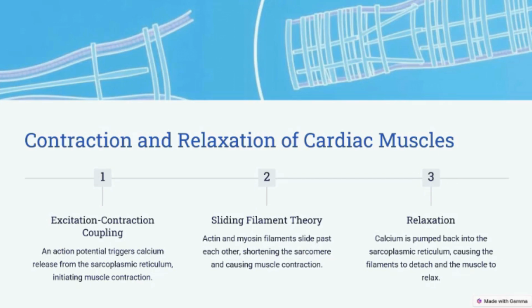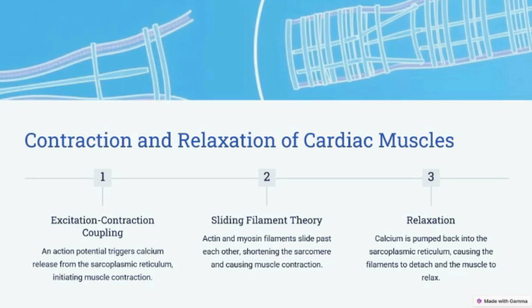The heart's contraction and relaxation is controlled by the autonomic nervous system, we all know. The sympathetic nervous system, which is a part of the autonomic, sympathetic and parasympathetic, increases the heart rate and the strength of contraction during stress and exercise, the fight or flight response. Whereas the parasympathetic nervous system slows down the heart rate during the rest and digest state.